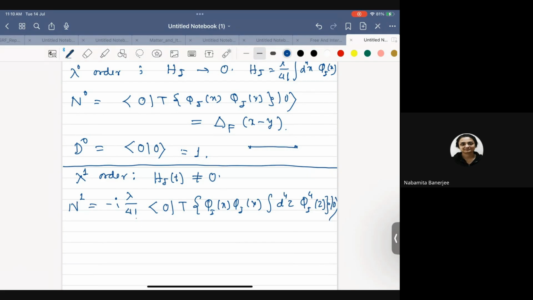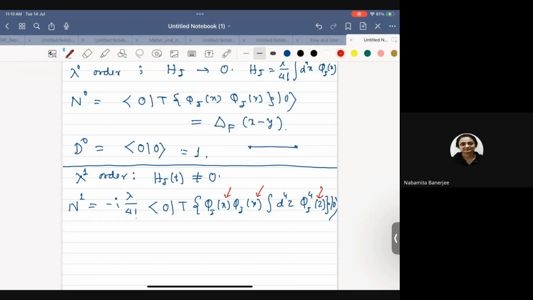Okay, so I have three operators now. I mean, more than three operators, but operators at three points. One operator at point x, another operator at point y, and another operator at a point z, where z is integrated over the entire space.